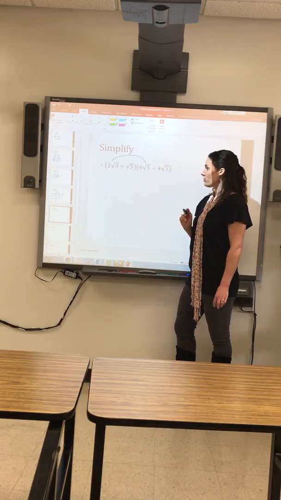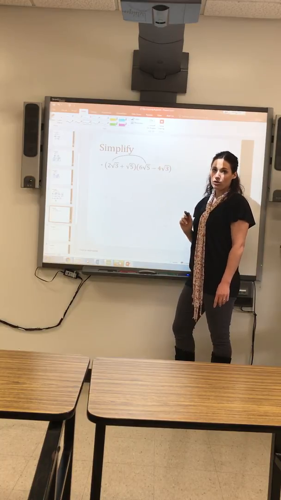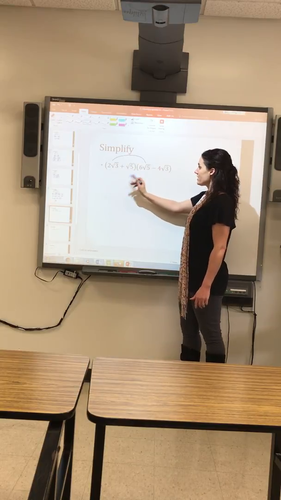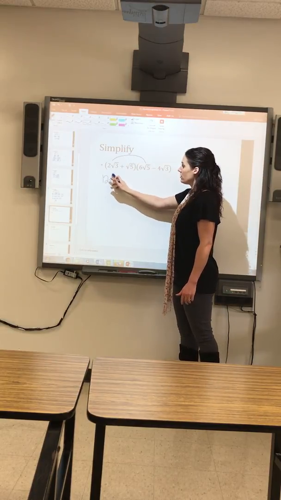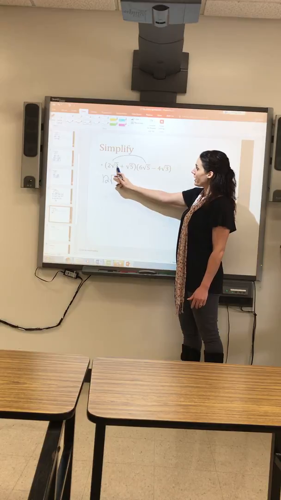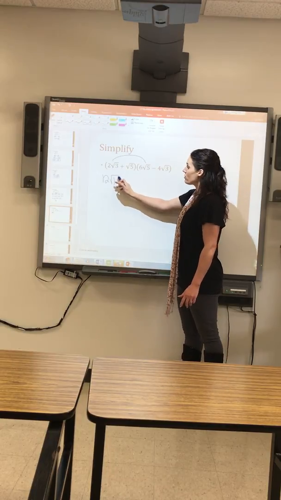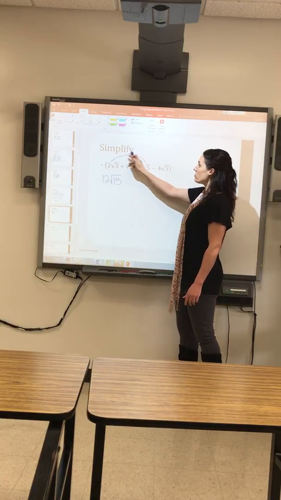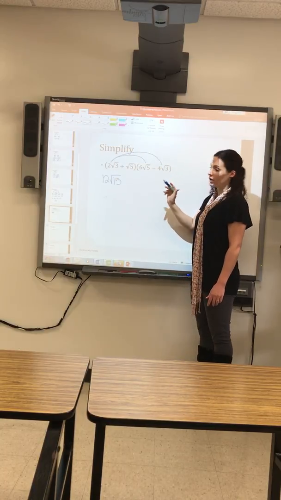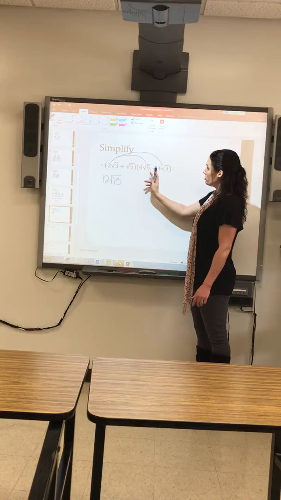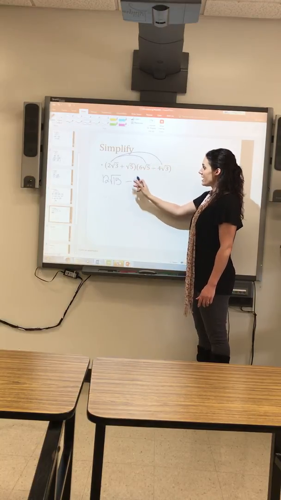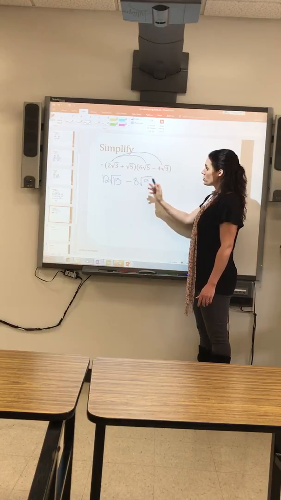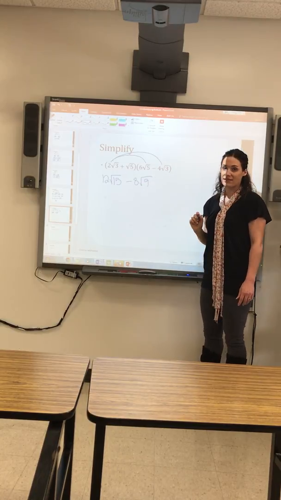So 2 square root 3 times 6 square root 5. You multiply the whole number parts and then you multiply the radicals. So 2 times 6 is going to be 12. And the square root part, the radicands are 3 and 5, so it's going to be 12 square root 15. Then we take 2 square root 3 times minus 4 square root 3. The whole numbers are 2 and negative 4, so that becomes negative 8. Square root 3 times square root 3 is going to become square root 9. We multiplied those radicands together.